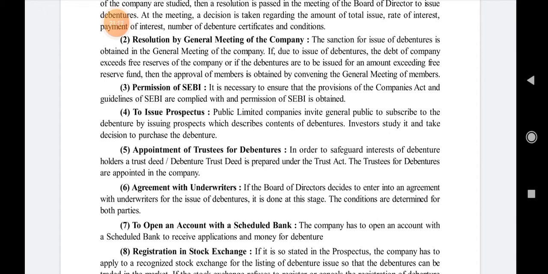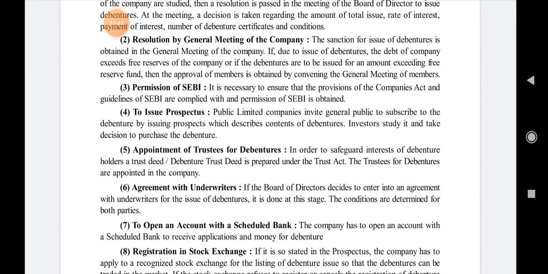Investors study it and take a decision to purchase the debenture. Means first of all, the investors who want to invest their money in the debenture will study the whole prospectus of the company very carefully, and then after they will go for the investment.